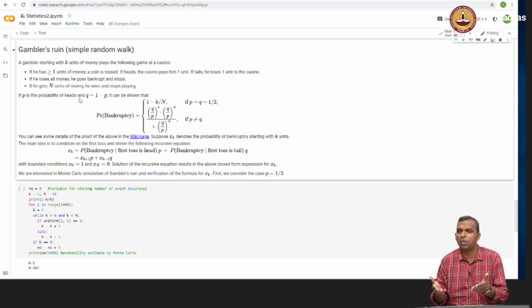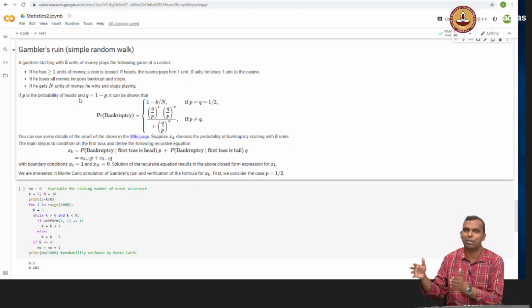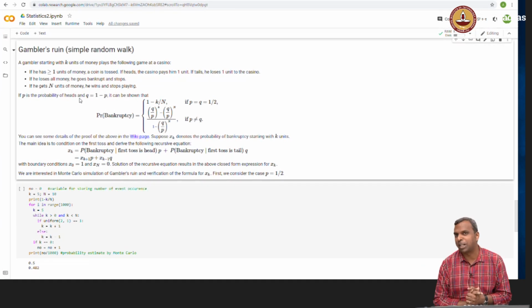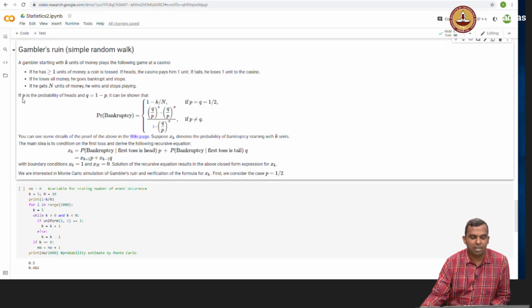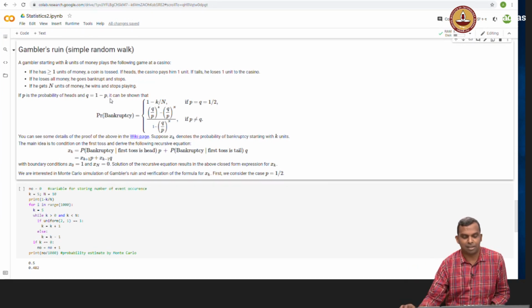Most casino games, it's not going to be a coin toss which is fair, right? Most casino games are loaded in favor of the casino. It might be slight loading, but even then it's loaded in favor of the casino, right? So say p is the probability of heads and q is equal to 1 minus p. This is the probability of tails, isn't it?